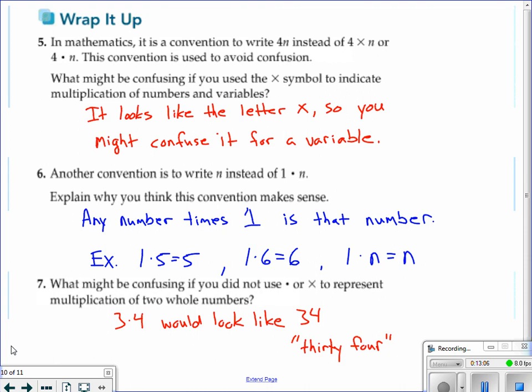And then number 7, what might be confusing if you did not use the dot or X to represent multiplication of 2 whole numbers? Well, for example, 3 times 4 would look like 34. How would you know if it's supposed to be 3 times 4 if it's just supposed to be the number 34? So again, that's why when it's 2 numbers, you have to use the dot for the multiplication symbol.